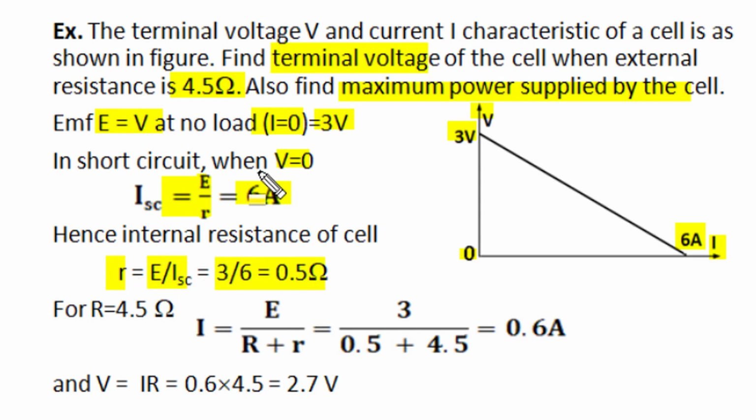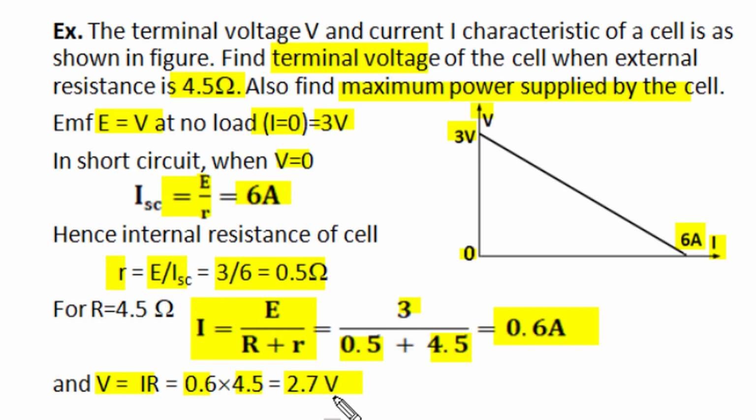So this cell has EMF 3 volt and internal resistance 0.5 ohm, and when external resistance R is connected to this circuit, the source current is given by this formula. EMF is 3, internal resistance is 0.5 ohm, and external resistance is 4.5 ohm, and calculation results in load current equal to 0.6 ampere. With this 0.6 ampere current in 4.5 ohm resistance, the terminal voltage V is equal to IR, current multiplied by load resistance, equal to 2.7 volt.